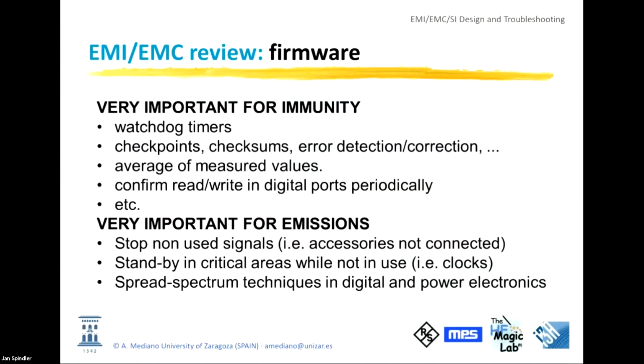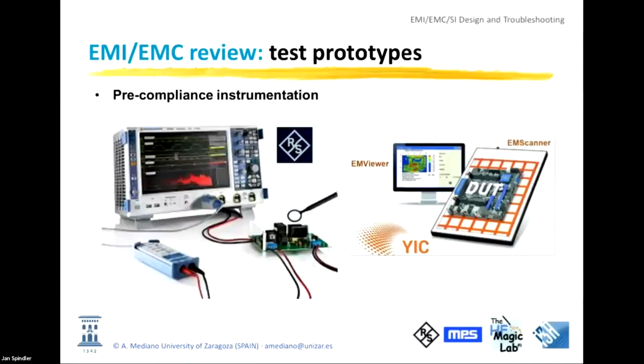Don't forget firmware. You can do a lot of things. In immunity, watchdogs or different techniques to have a more robust product. And in emissions, you need to do something like, for example, apply spread spectrum techniques. In power electronics, this is very useful. Or you can stop some area that is not working specifically in some part of the time. I don't know, a lot of things to do with firmware.